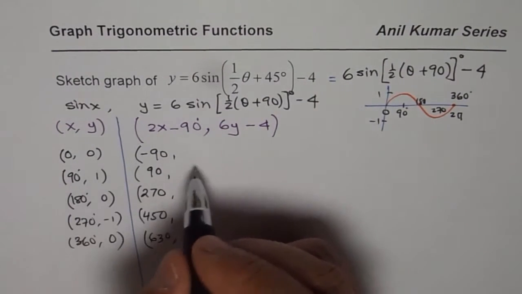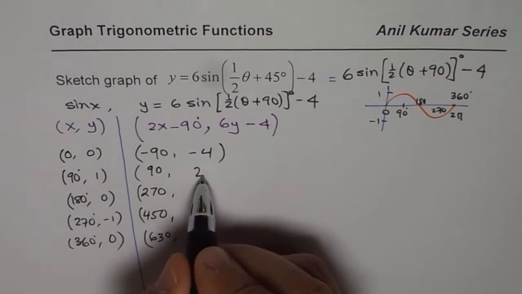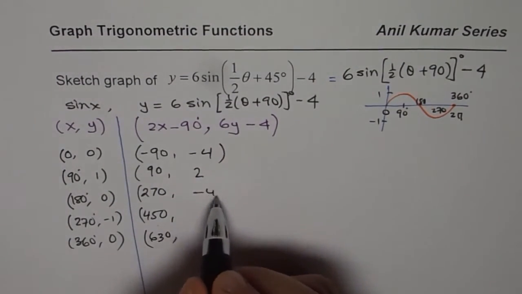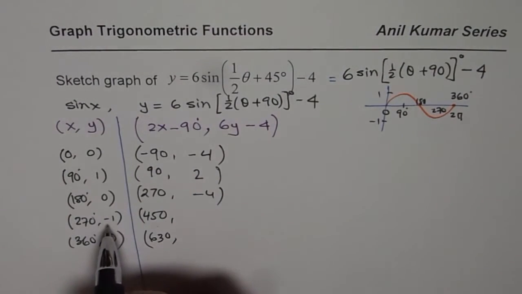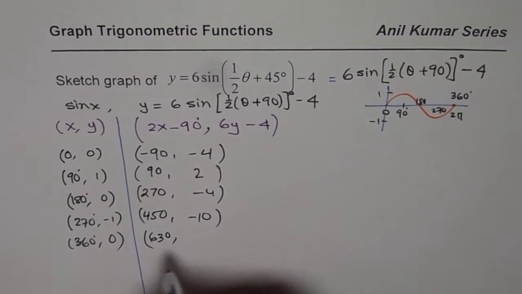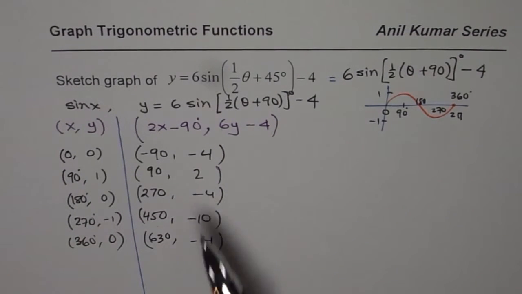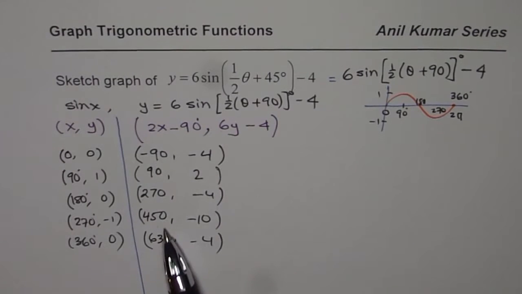And then for y values, multiply by 6, take away 4. So we have minus 4 here. 6 minus 4 is 2. Then we have minus 4 here. This is kind of simpler. So minus 6 minus 4 is minus 10. And then 0 will give me again minus 4. So on a graph paper, if you plot these points, you get your wave. And you're done. So that is one way of doing it.